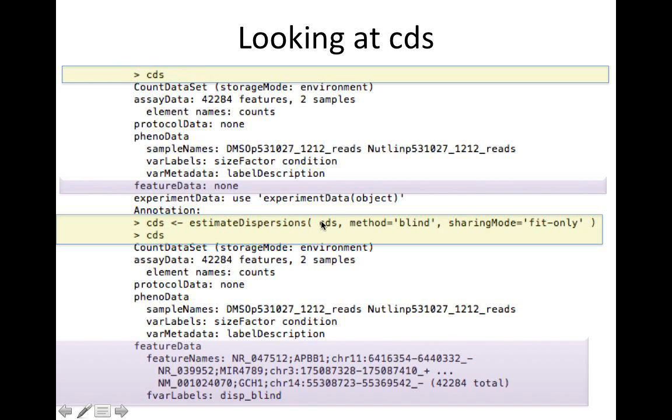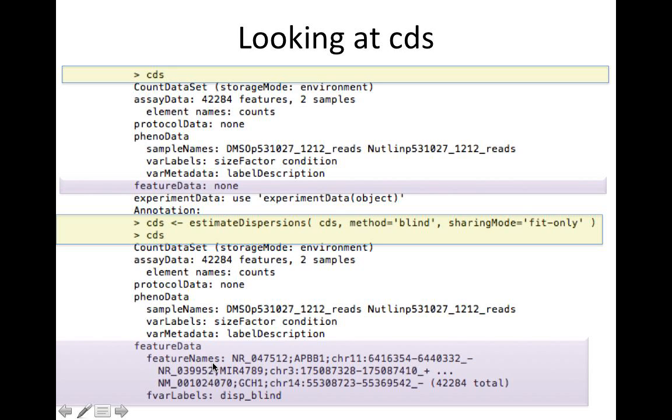I'm going to estimate dispersions and tell it which method to use, which I wouldn't suggest these ones unless you have no replicates. I happen to be running this on a sample that I have no replicates for. But go look at the different methods under estimate dispersions and choose the correct method for what you have. There'll be a correct method depending on whether you have replicates or not, and how you want it to estimate the dispersions. But after you have estimated dispersions, if you type CDS again, you'll see that where feature data was none before, now feature data has a lot of different information inside of it.